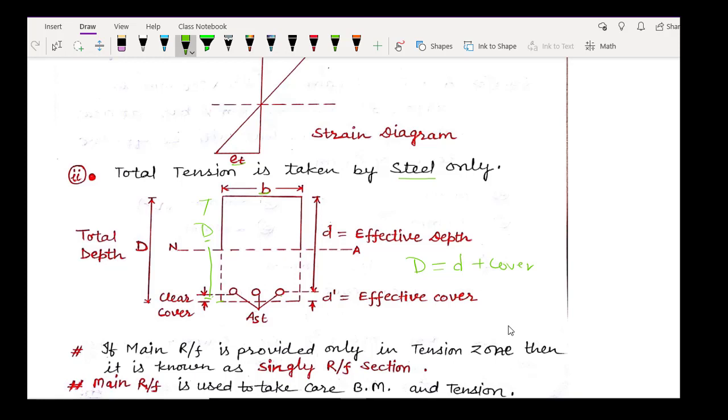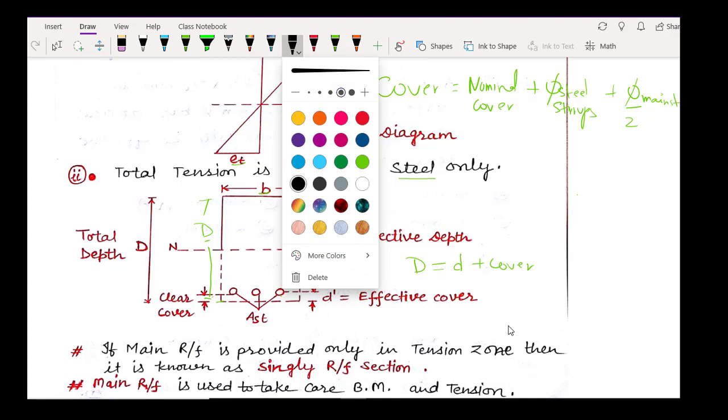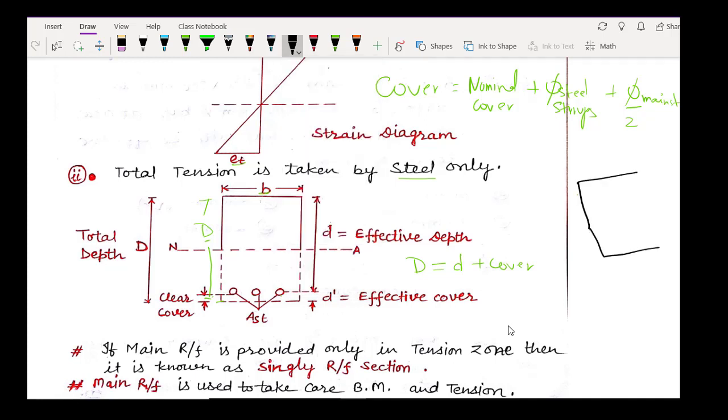Here cover is provided by this formula. Cover is equal to nominal cover. Nominal cover is as per the IS code, I will mention it afterwards, plus phi of steel used in stirrups and phi by 2 of main steel. So I will draw a section here to explain to you that if this is a section of RCC and steel is placed here, and steel is placed at the top also.